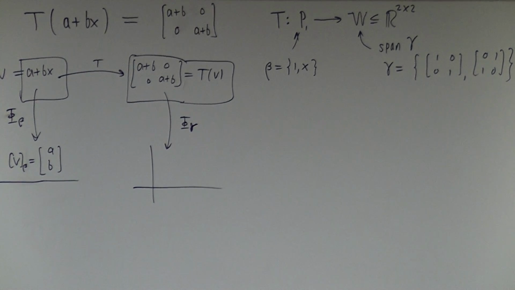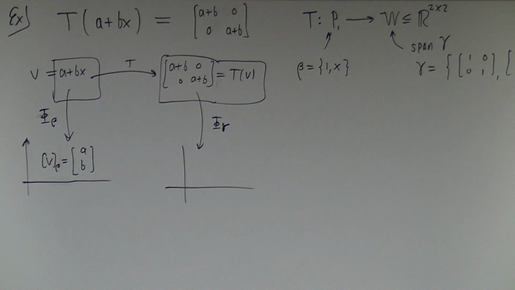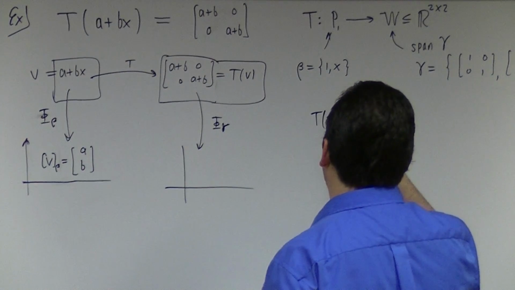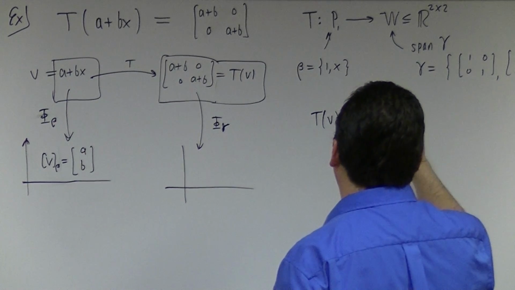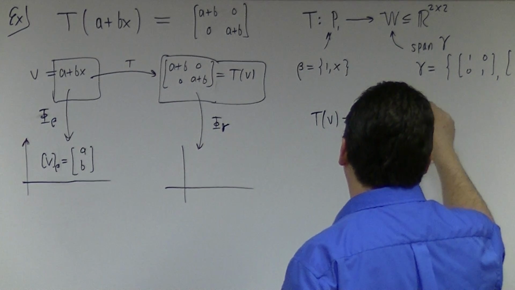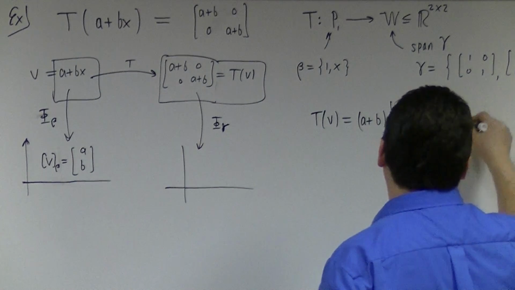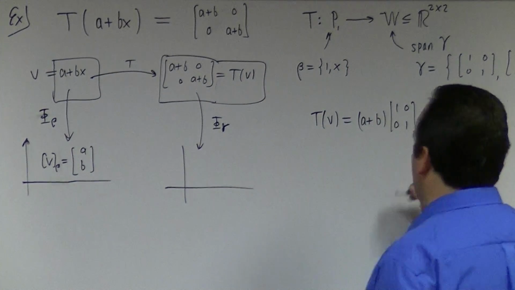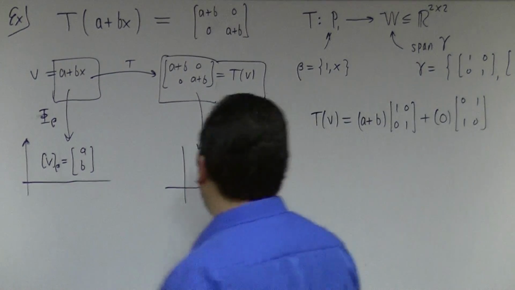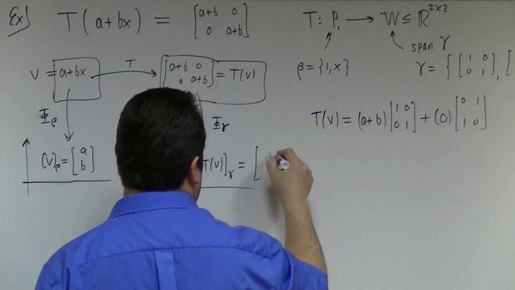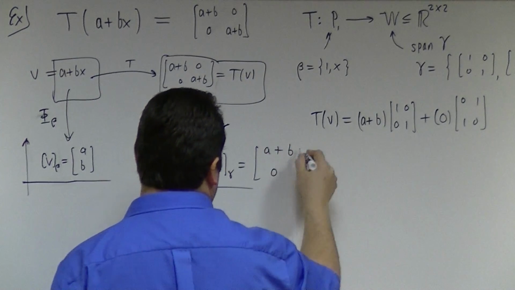What are the coordinates of TV in the gamma basis? A plus B and 0. Now, how does Daniel know that? He has observed that T of V can be written as A plus B times 1, 0, 0, 1 plus 0 times 0, 1, 1, 0. So that makes the coordinates of T of V under the gamma basis A plus B and 0.